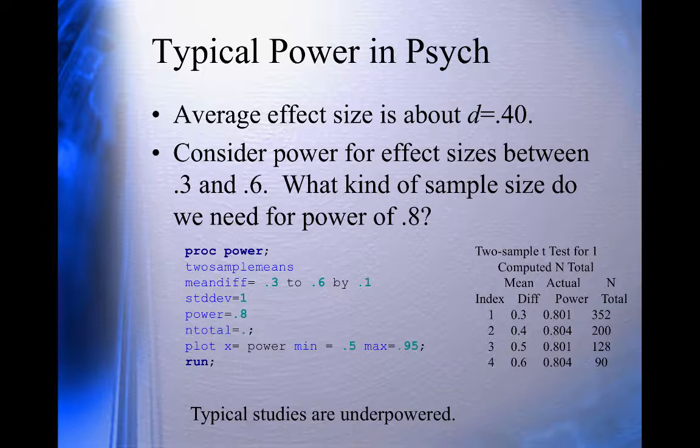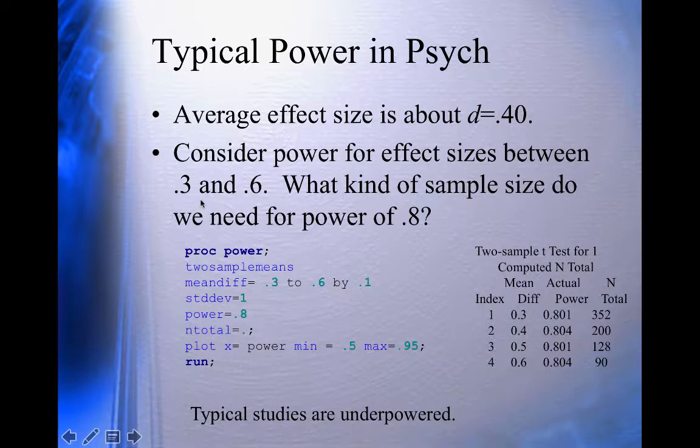So I've done a number of meta-analyses, and there are meta-analyses where they just go across all areas of psychology and they say, what's the effect size in d when we're doing these kinds of studies where we compare means. And typically in psychology, the overall average is about 0.4. And so we want to think about power when the effect size is somewhere between 0.3 and 0.6.